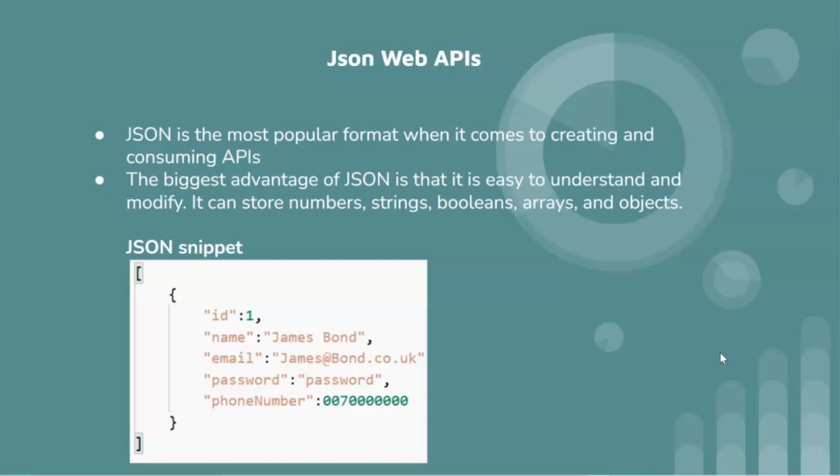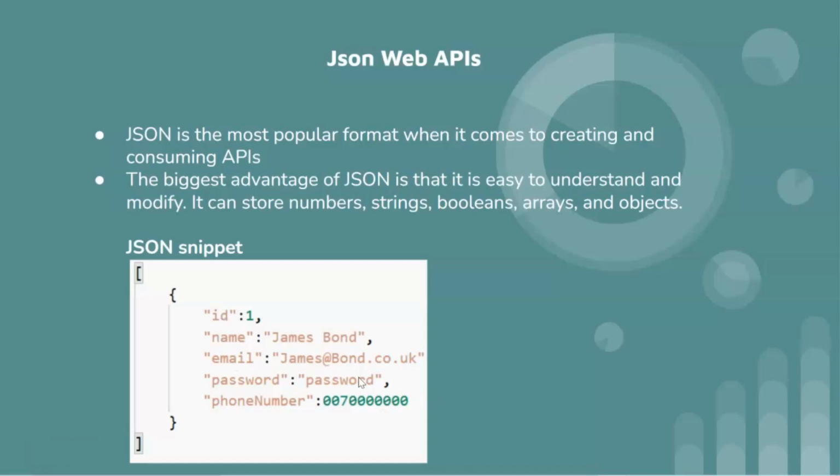Today we will have an introduction to JSON Web APIs. So let's understand what JSON Web APIs are. JSON is the most popular format when it comes to creating and consuming APIs. The biggest advantage of JSON is that it is easy to understand and modify. It can store numbers, strings, booleans, arrays, and objects.